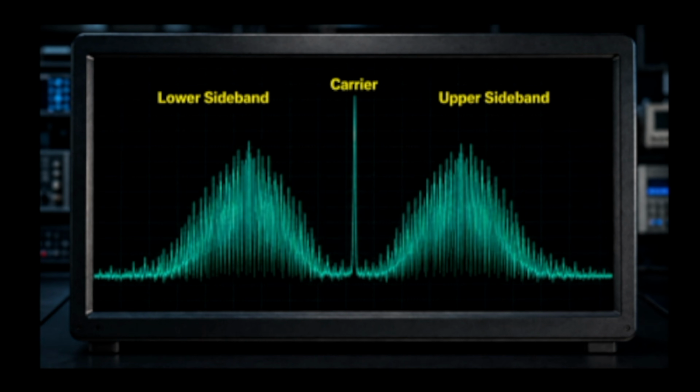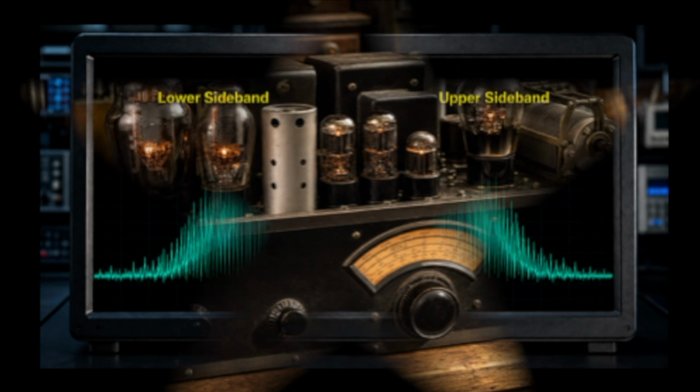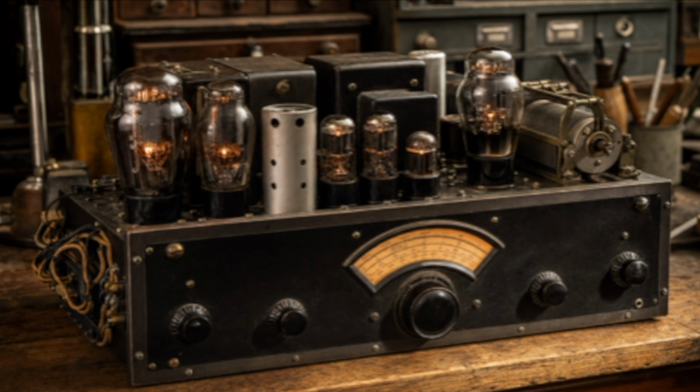We have just discovered something remarkable. Both sidebands contain the entire conversation. Either one is capable of reproducing your speech. So why did engineers ever transmit both? And while we are asking questions, why transmit the carrier at all? To answer those questions, we have to travel back nearly 100 years to a time when radio receivers looked very different than they do today.